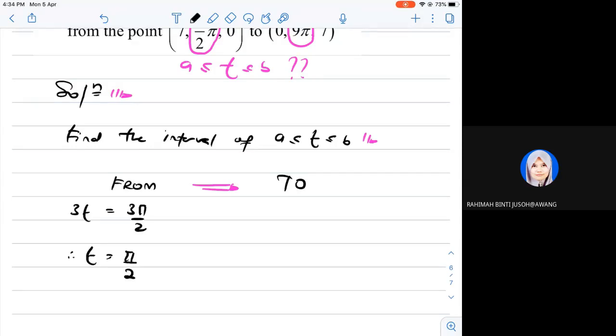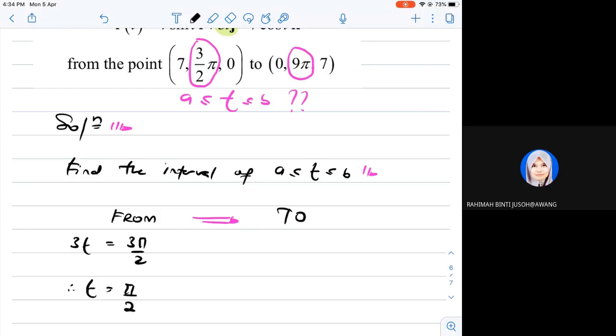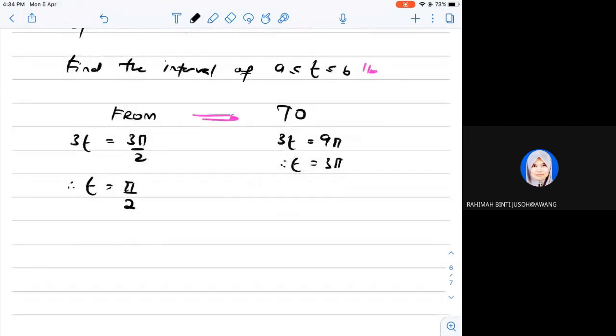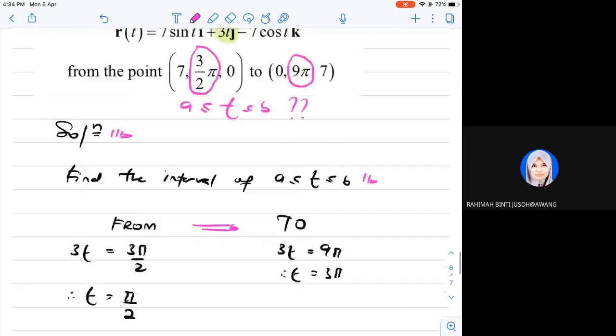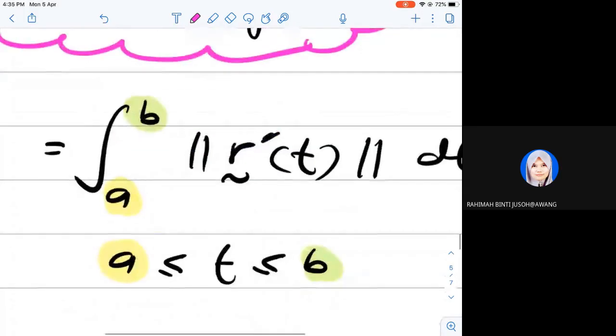Okay, and then hingga 9 pi. So 3t samakan dengan 9 pi. Therefore, we have t equals to 9 pi, 9 bahagi 3, so 3 pi. So, you dapatlah dua titik ni. Okay, so your interval of t from pi over 2 until 3 pi. Okay, this is your interval. Now, interval dah dapat. Okay, formula dia kena cari r prime t.